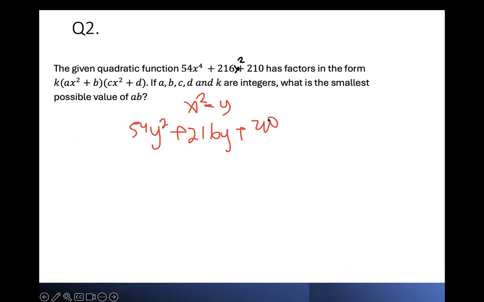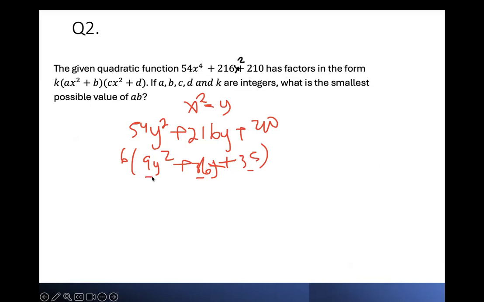You can see that there's a factor of 6 that can go through this. Therefore, I'll factor 6 out and I have 9y² + 36y + 35. Now, what do you think you should do? You can see that we can factorize. This is 36, this is 35, and this is 9.